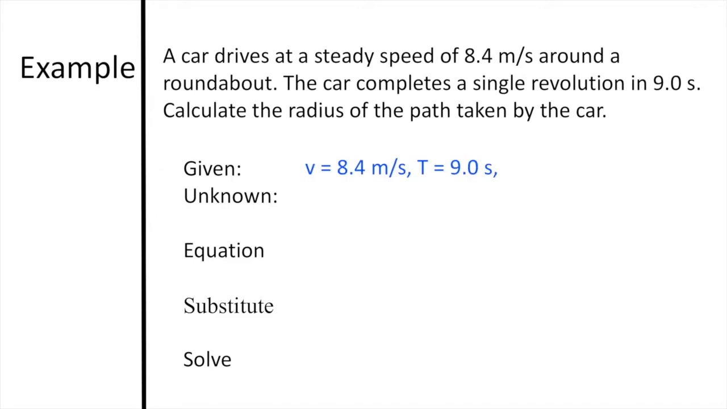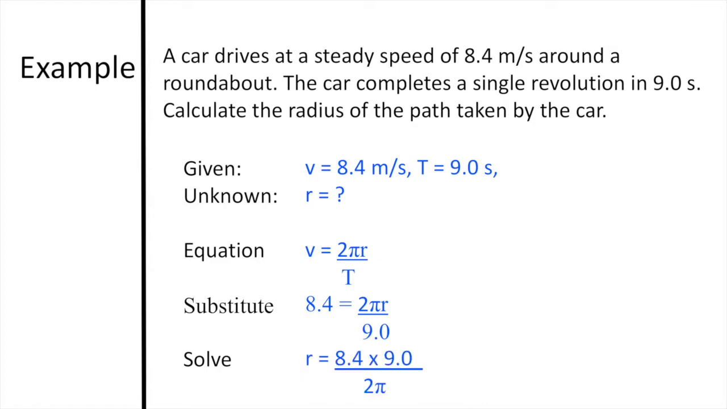Okay, so what we know is the speed is 8.4 meters per second, and we are given the period, or the time that it takes to do that revolution, which is 9.0 seconds. What we don't know, and we want to know, is the radius. The equation that we will use is v = 2πr divided by T. When we substitute everything in, we get 8.4 equals 2πr divided by 9, and when we solve further for radius, we get an answer of 12 meters, which is to two significant figures.